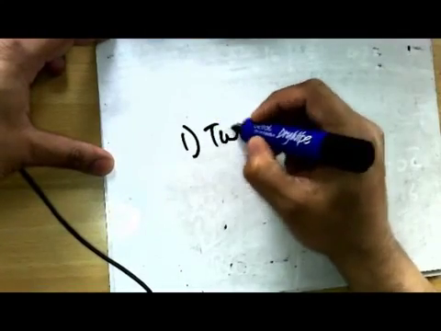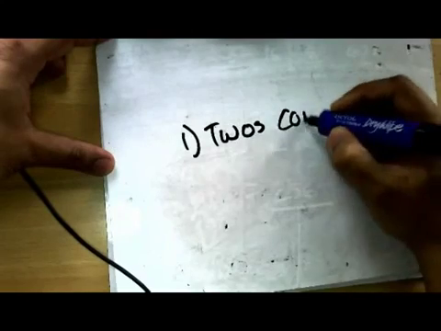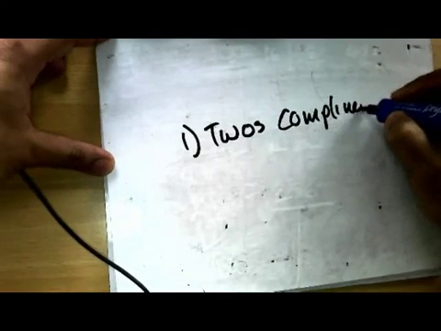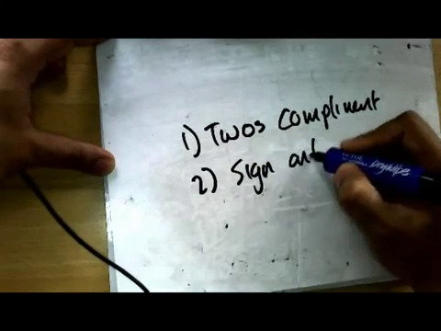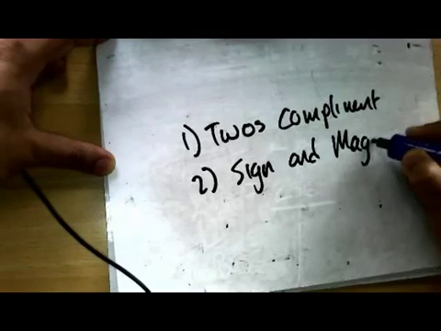This video concentrates on representing negative numbers. You should know how to represent positive numbers in the normal way in binary, but we're going to look at negative numbers today. There are two methods of representing negative numbers in the Edexcel GCSE specification. The first one's called two's complement, and the second one's called sign and magnitude.